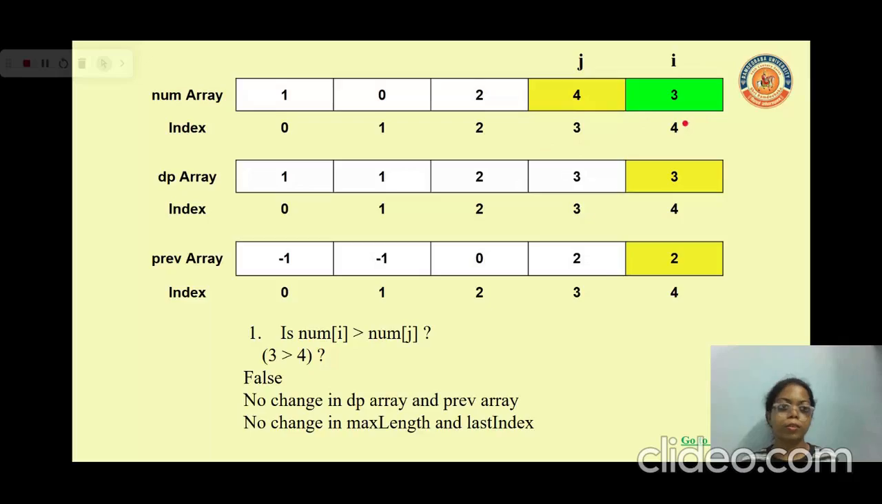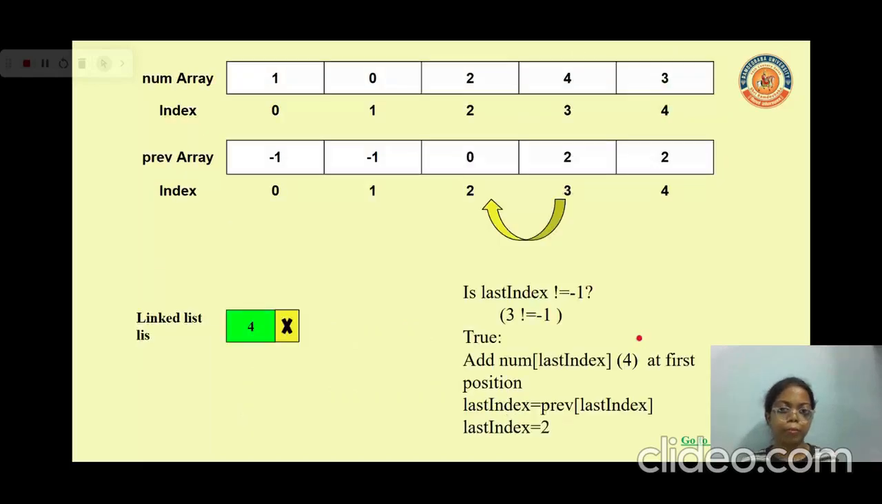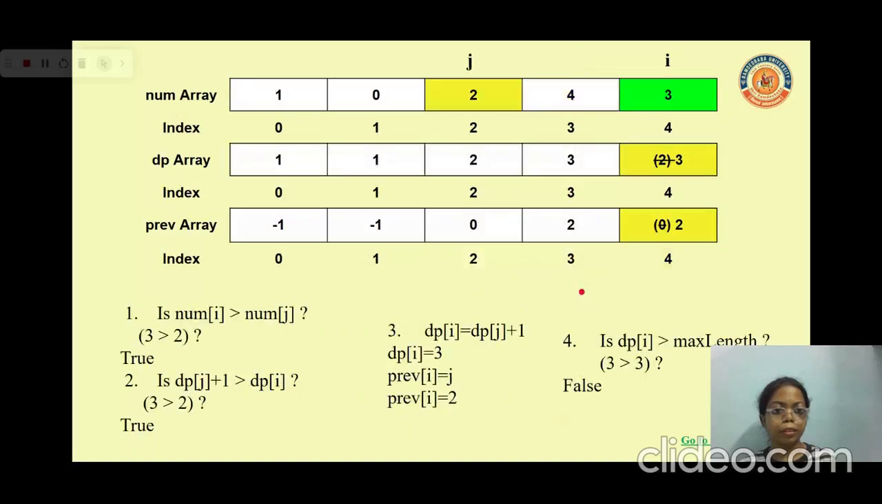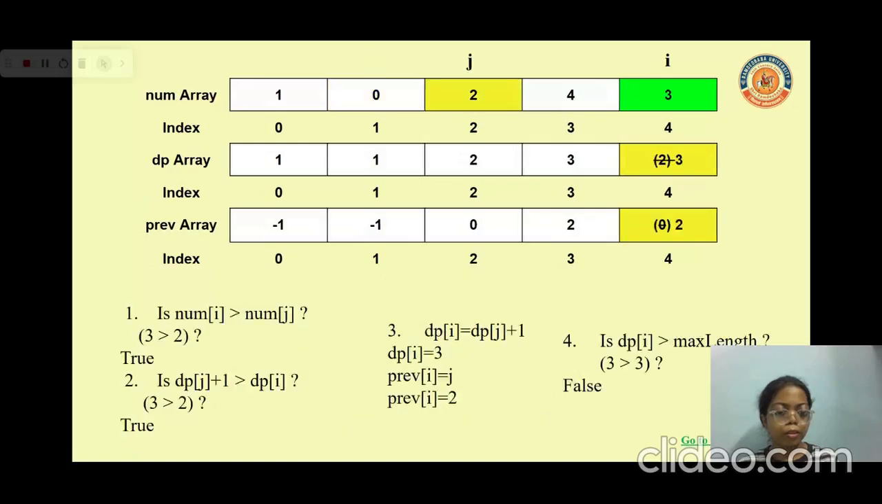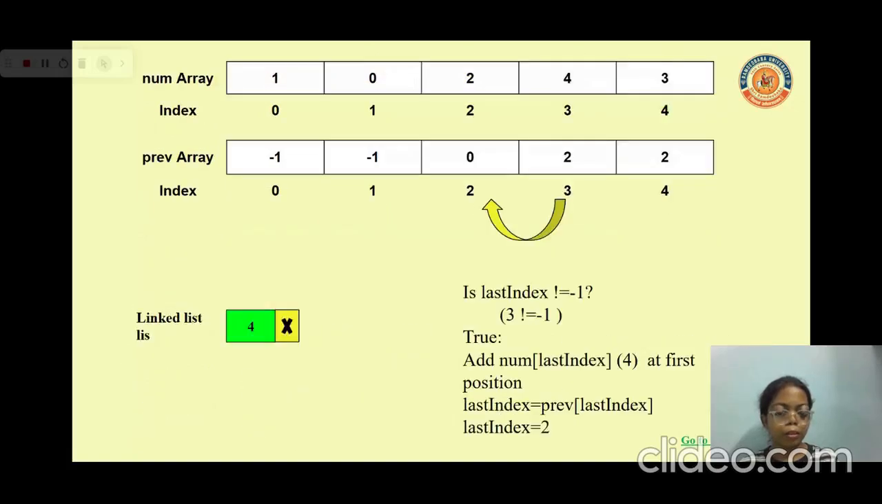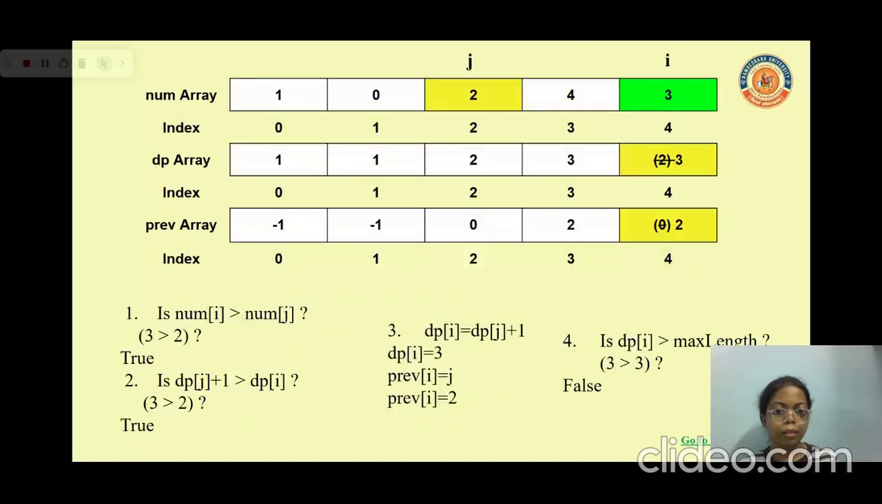In our last step, is 3 greater than 4? No, this condition is false. We will stop here, as we have checked all the positions and we actually got our LIS here. So the last index value, as you can see here, was last updated somewhere here at 3.